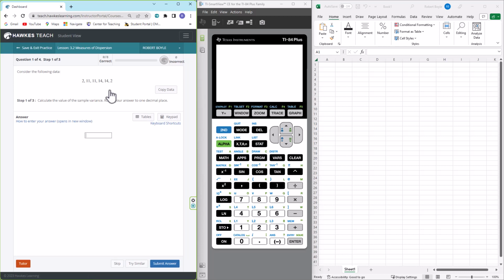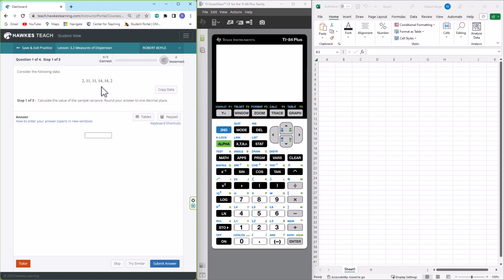Okay, notice that we have 4 questions. The first 2 questions have 3 parts. The last 2 only have 1, but they're kind of loaded. And in this one, we have a data set, and we want to calculate the value of the sample variance, and we want to round our answer to 1 decimal place. Okay, I'm going to start off by using the calculator.